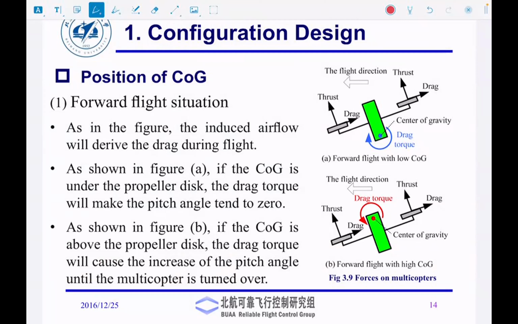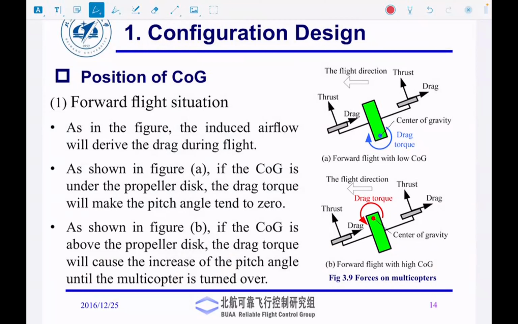The wind gust came. Because of the wind gust, the aircraft tilted, and because of the drag, it gave a moment that added to the instability. So basically, the aircraft or the quadcopter would flip.